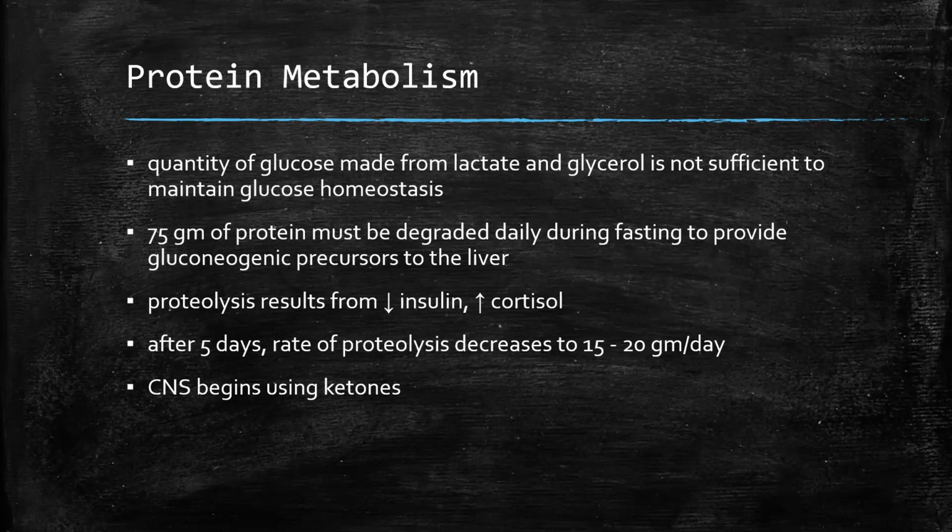Now, as time goes on, and if the fast progressed, you're able to decrease the amount of protein breakdown. So you can go from 75 grams a day to maybe 15 to 20 grams a day, which is useful, but it never goes to zero. The primary reason for this decrease is that the CNS and other obligate glucose-using tissues can switch over to using ketones.